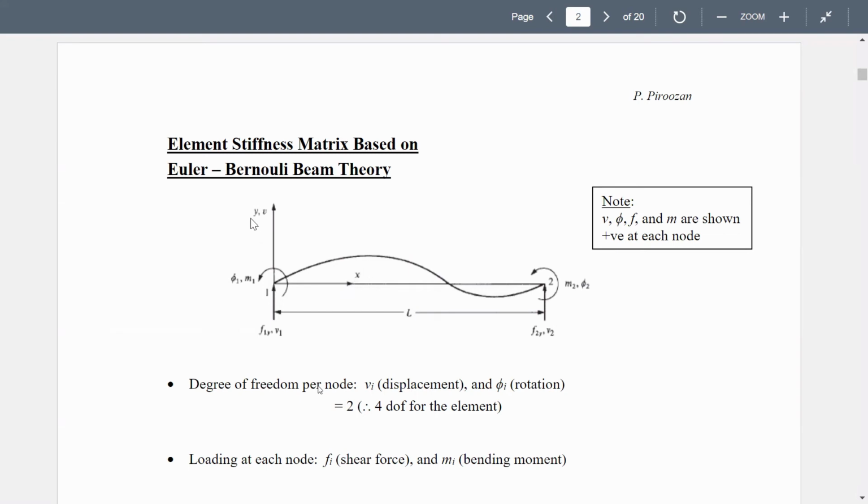This is our x-axis, this is our y-axis. Displacement in the y direction is called v. Displacement in the x direction is called u. Now, at any cross section, we have a transverse force F1y at node 1. Associated with this force, there is a displacement V1, which is displacement in the y direction. And also there is a moment M1. Associated with this moment, there is a rotation phi1.